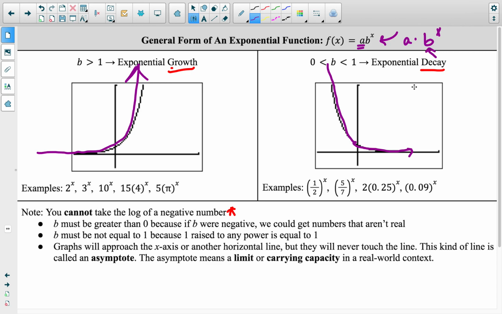This is what these bullet points are saying. This number b must be positive, because if it were negative, we could get numbers that aren't real. It must not be equal to 1, because 1 raised to any power is always just going to be 1. Graphs will approach the x-axis or another horizontal line. They will never touch the line, and this kind of line is called an asymptote. The asymptote means a limit, or a carrying capacity in a real-world context.